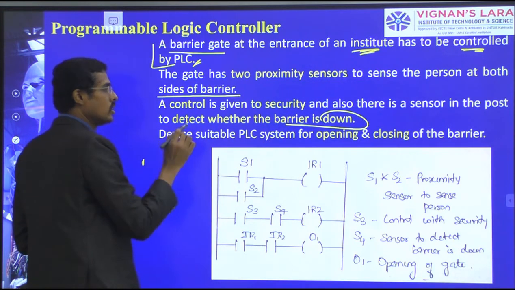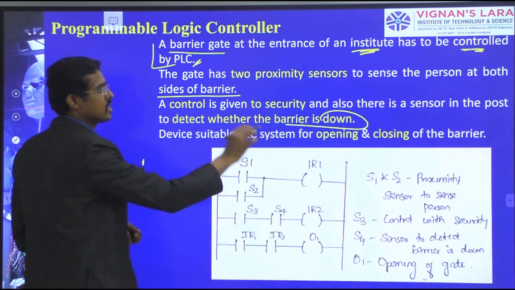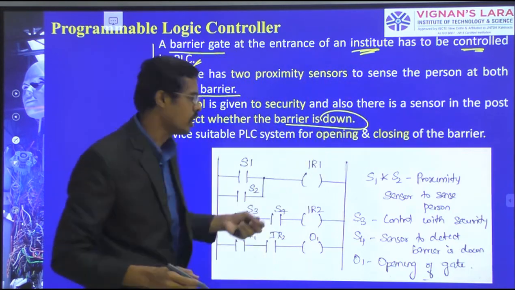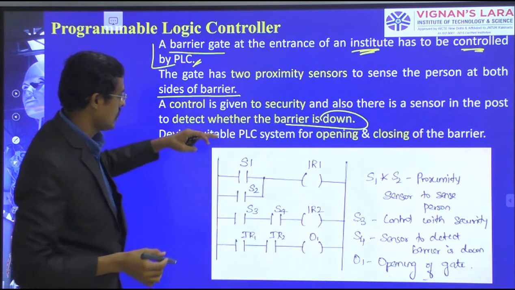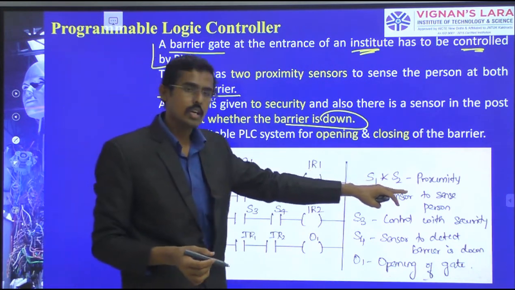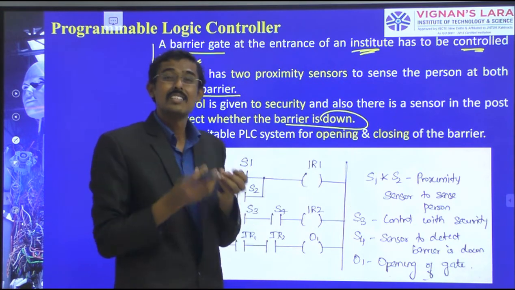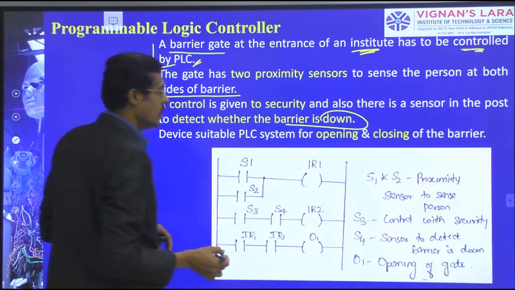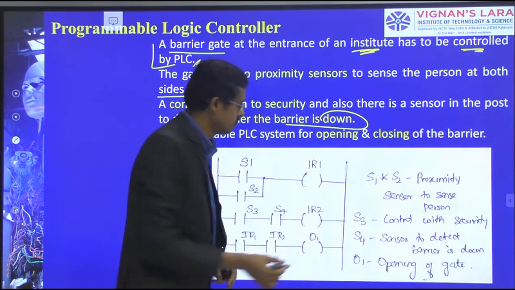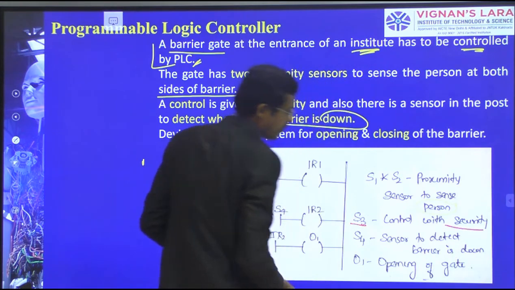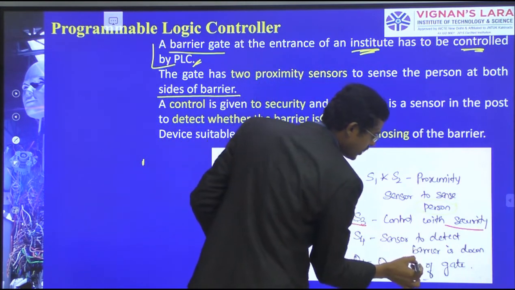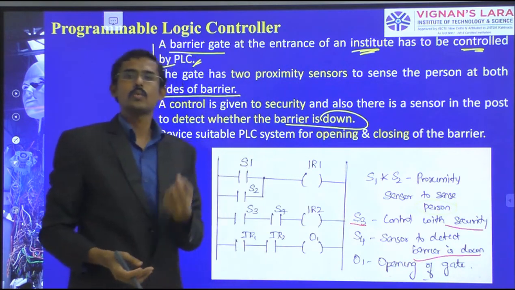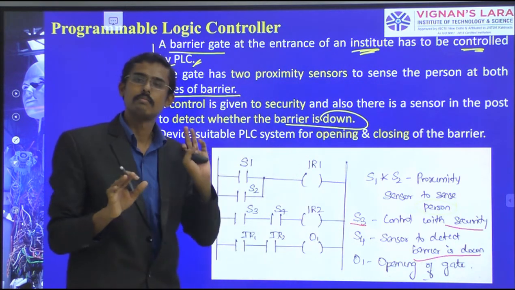Now, devise a suitable PLC system for opening and closing of the post barrier. What we have to do? Sensor 1 and sensor 2 are the proximity sensors sensing a person. S3 is the control with the security. S4 is the sensor to detect whether the barrier is down, then it should open. Open the gate. Output is only one. It should open and close.